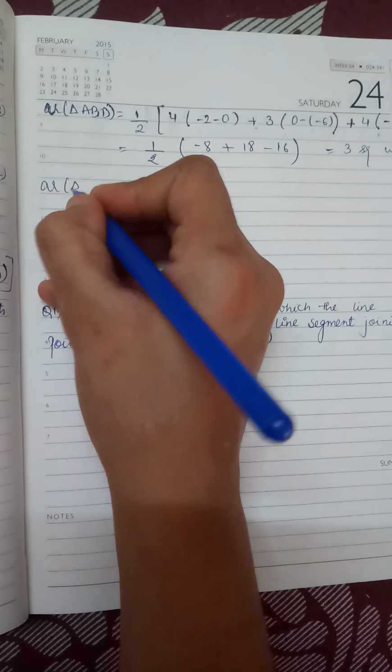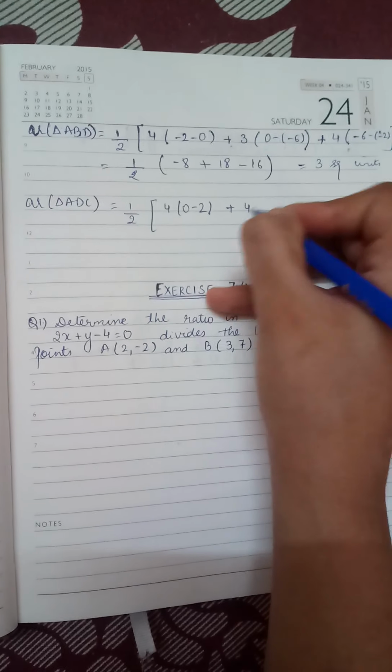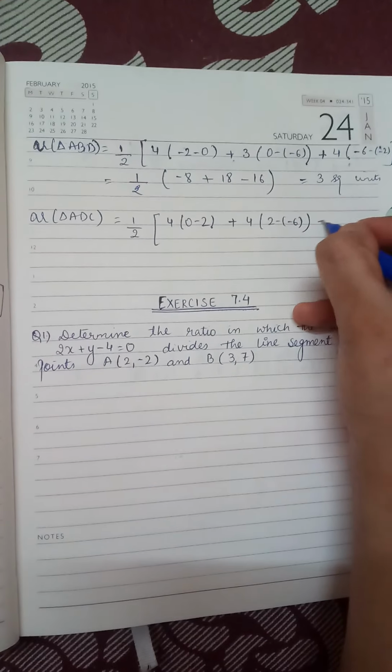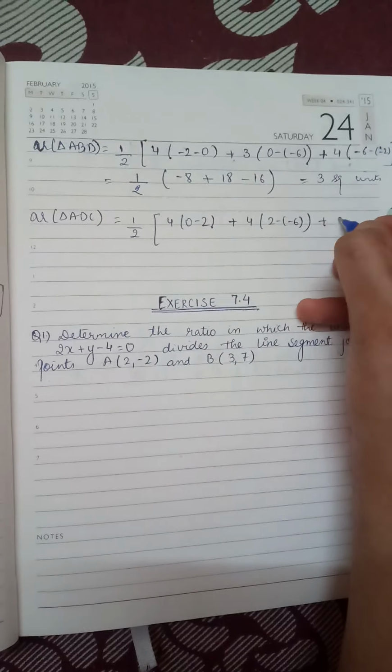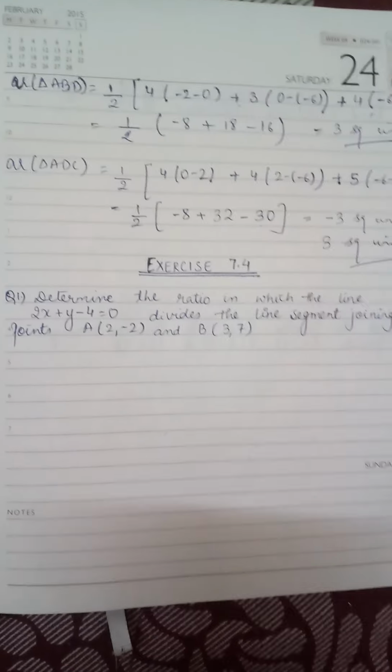Now find the area of triangle ADC. So half 4 (0 minus 2) plus 4 (2 minus minus 6) plus 5 (minus 6 minus 0). Which is equal to half, 4 2s are 8, 2 plus 6 is 8, 8 4s are 32 and minus 30. So 2 minus 8 is minus 6, which is minus 6 upon 2 is minus 3. Since area cannot be negative, it will be 3 square units. Yes, the area of both the triangles is the same. Thank you.